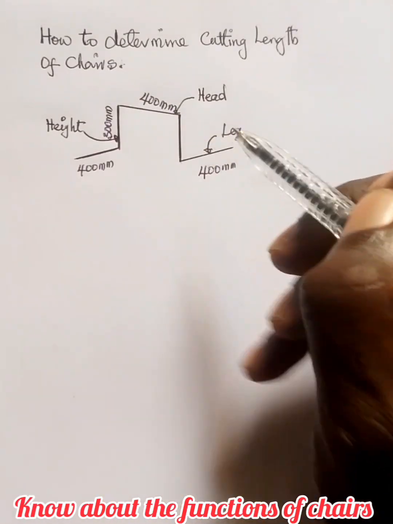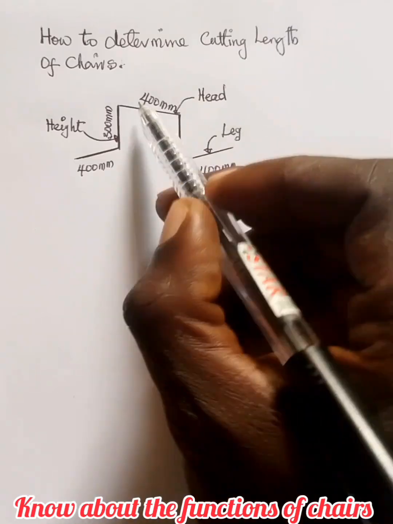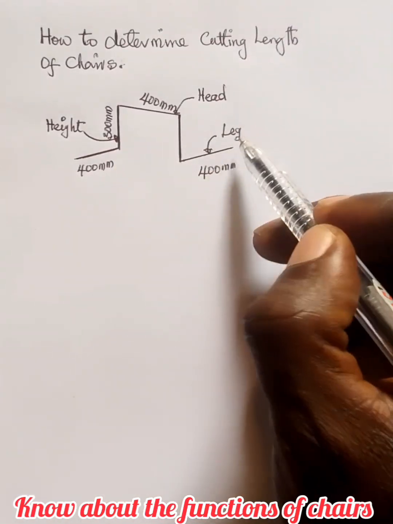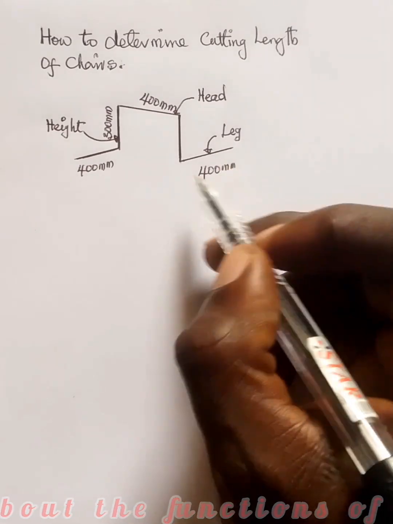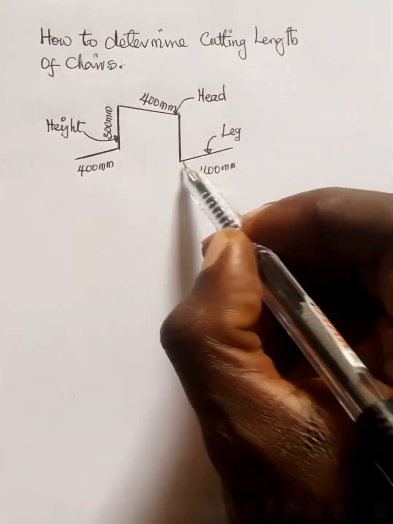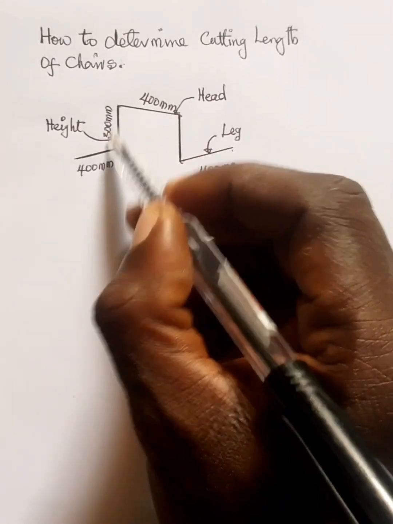First of all, you have to understand what this line simply means, what this other one simply means, and what this line simply means. This is the leg, this is the head, and this is the height. So let's determine the cutting length of this bar in this form. From here to here is 400 mm. Here the head is 400 mm, the height is 300 mm.